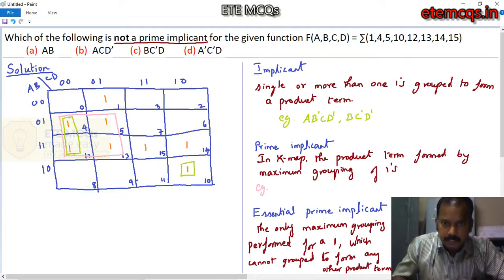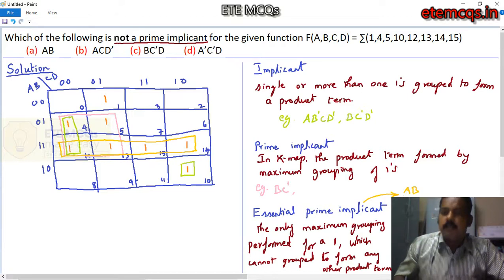BC dash is an example for prime implicant. It's a wonderful example for prime implicant. So if I perform this grouping, this is a wonderful example for prime implicant. So for prime implicant, what you get is AB. AB is a product term. That is a wonderful example for essential prime implicant.